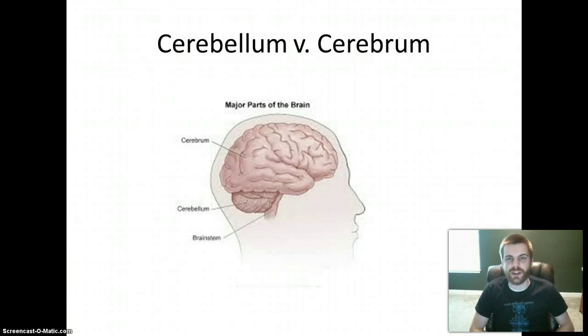The cerebellum in itself primarily focuses on dealing with balance and equilibrium, where the cerebrum is a lot more concerned with complex thinking, decision making. Pretty much thinking at all, it is isolated in the cerebrum. Be sure you don't confuse them. One has two L's and one does not.